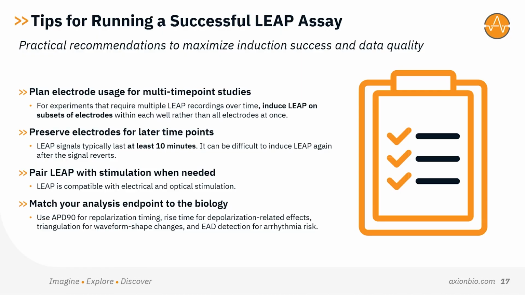For studies that require multiple LEAP recordings over time, plan electrode usage in advance. Because LEAP signals typically last at least 10 minutes, and because it can be difficult to re-induce LEAP on the same electrode after the signal reverts, it is often best to induce LEAP on subsets of electrodes rather than all electrodes at once. LEAP is also compatible with electrical and optical stimulation, which is important for studies where pacing or rate-dependent effects matter.